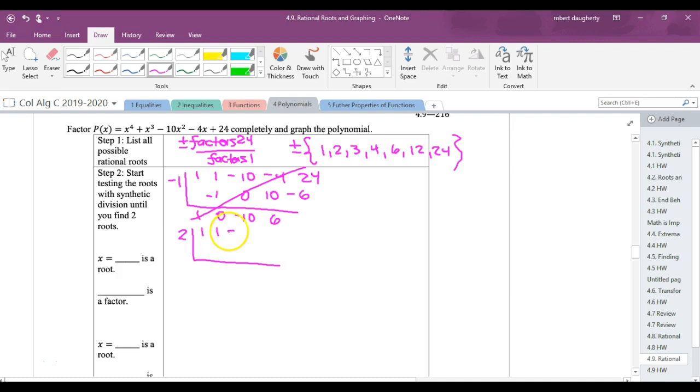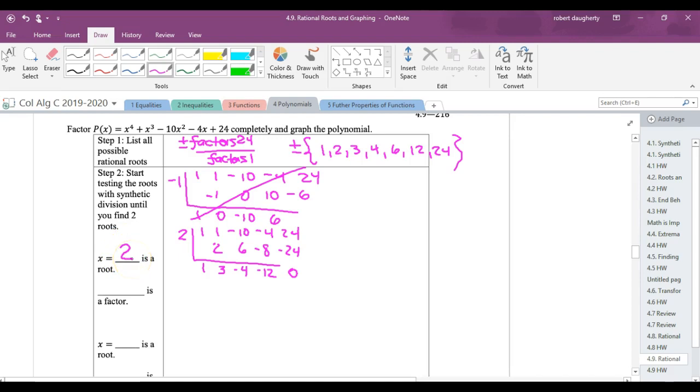So 1, 1, negative 10, negative 4, 24. 1 times 2 is 2. Add that to 1 and get 3. 2 times 3 is 6. That gives me negative 4. 2 times negative 4 gives me negative 12. 2 times negative 12, negative 24. And you should be happy when you get a 0. So what does this mean?